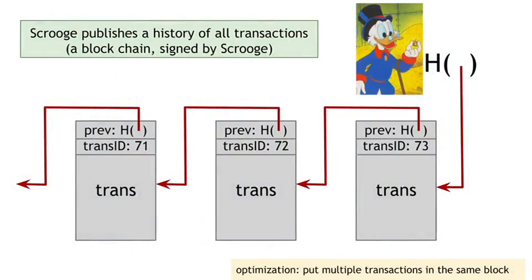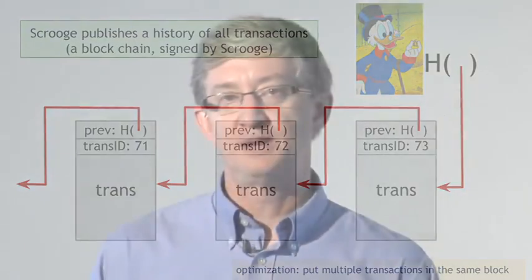and publish it. Now anybody can verify that Scroge really did sign this hash pointer, and then they can follow this chain all the way back and see the entire history of all the transactions in the history of Scroge Coin as endorsed by Scroge. Okay. Now I said here that we put one transaction in each block. We do that for simplicity of explanation, but in practice, as an optimization, we'd really put multiple transactions into the same block, as Bitcoin does. So you can bear in mind as I talk about Scroge Coin that that's the way we'd really do it in practice.